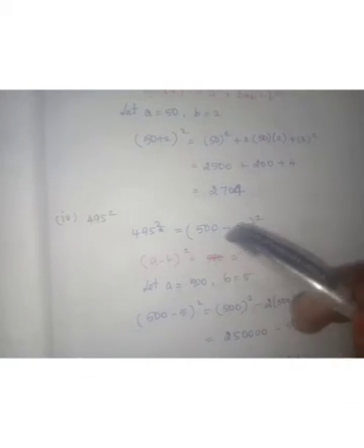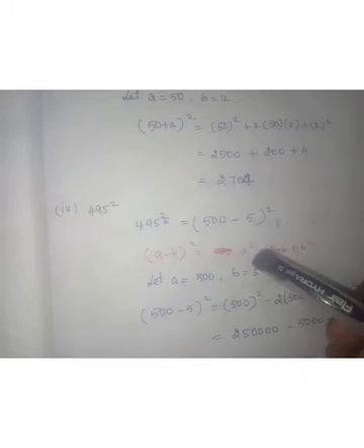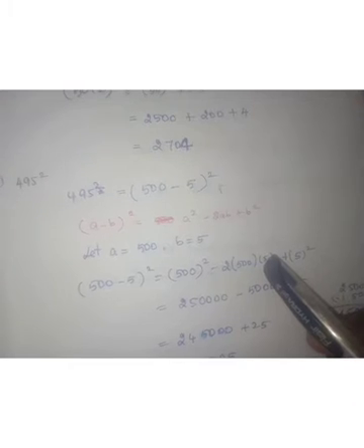The next one, 495 square. 495 is written as 500 minus 5. So 500 minus 5 the whole square. It looks like a minus b the whole square, which is equal to a square minus 2ab plus b square. Let a be 500 and b be 5. So a square means 500 the whole square, minus 2 into 500 into 5, plus b square, 5 square. 500 square means 5 square is 25 with four zeros, minus 5 twos are 10, 10 fives are 50.